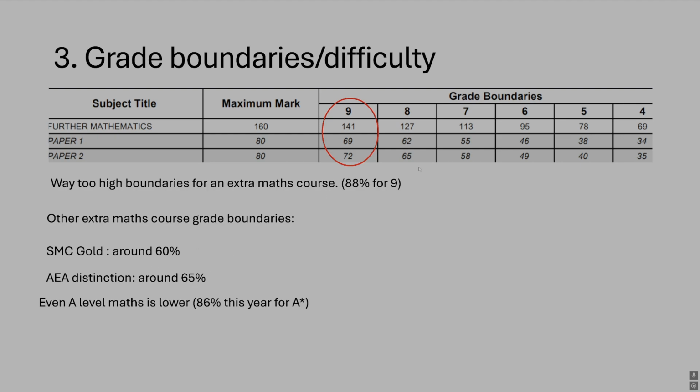Why is it 88%? Even A-level, normal, this is the highest it's ever been, 86% for an A-star, and it's still lower than a low year for GCSE further maths. An extra maths course, like, are we serious?